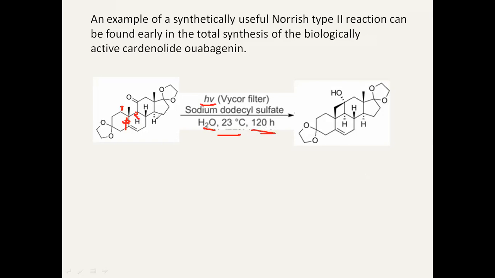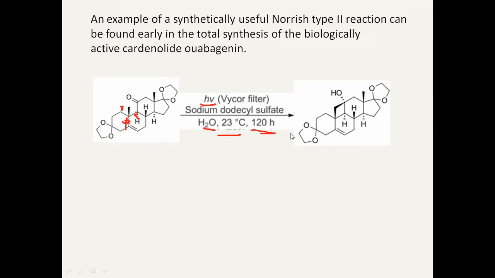So this hydrogen migrates to this oxygen, similar to what we have seen in the previous example, followed by the formation of a four-membered ring by Norrish type 2 reaction. Cyclobutanol, a very beautiful example. And this precursor or intermediate can be used for the synthesis of a very biologically active drug, that is ouabagenin.